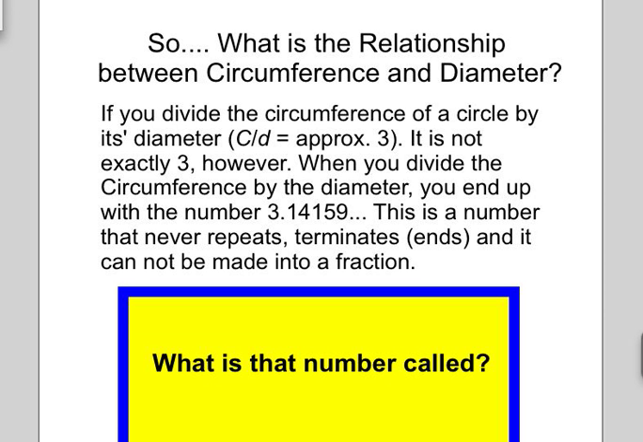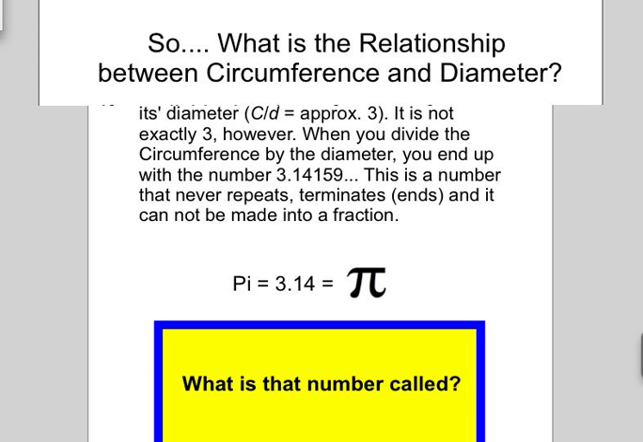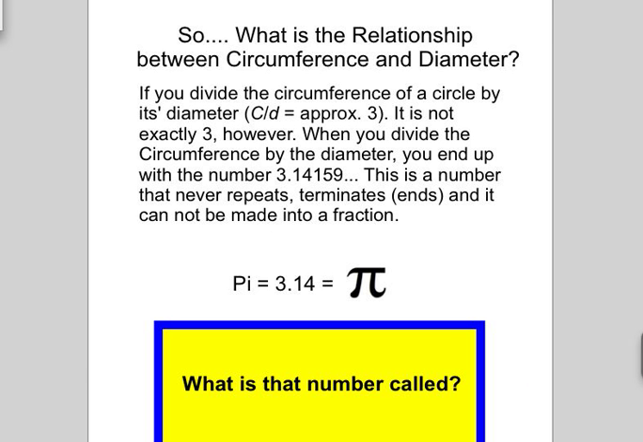Most of you have probably heard of this number before, but what is that number called? Well, pi, or 3.14, or this little symbol right here. That symbol represents pi. You've probably seen it before, and whenever you see that, you will automatically understand that that stands for pi, and that pi is equal to 3.14.